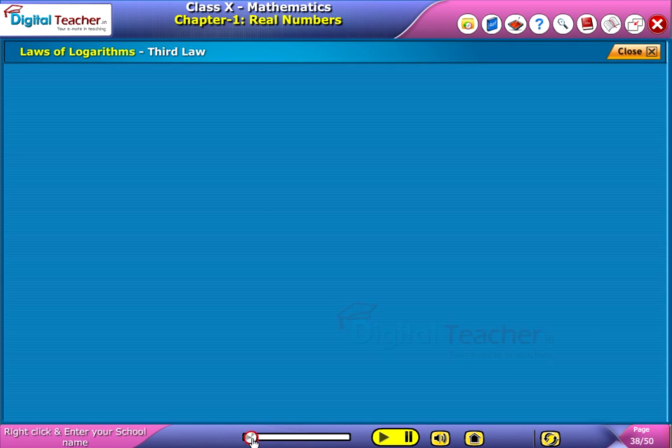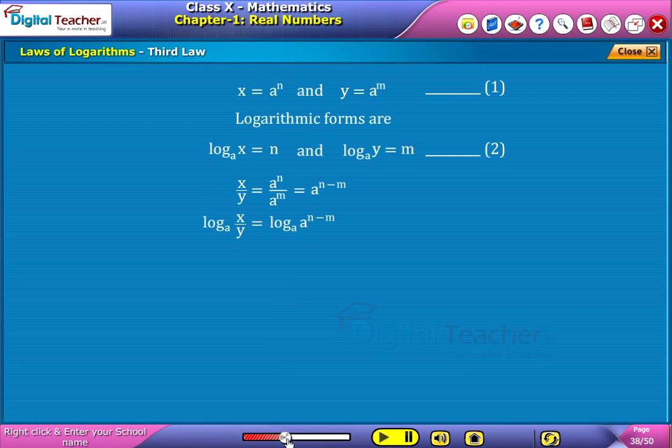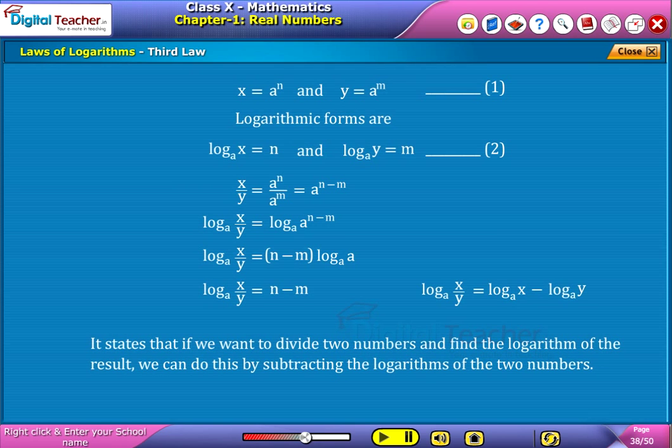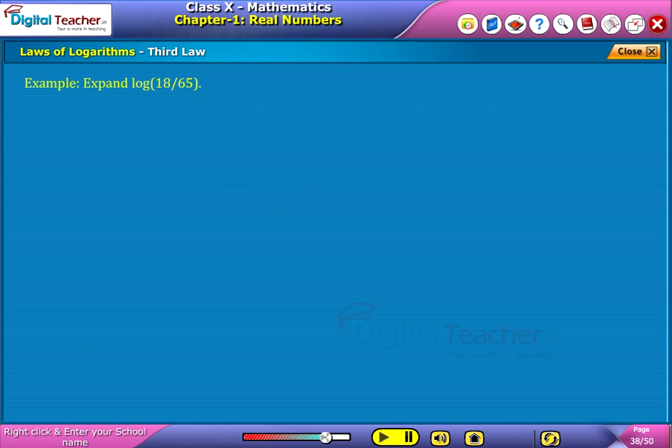Third law. Example, log x by y to the base a is equal to log x to the base a minus log y to the base a. This is the third law. It states that if we want to divide two numbers and find the logarithm of the result, we can do this by subtracting the logarithms of the two numbers. Let us solve an example problem based on the third law of logarithm. Example, expand log 18 by 65.